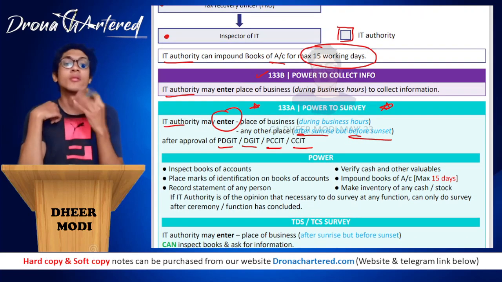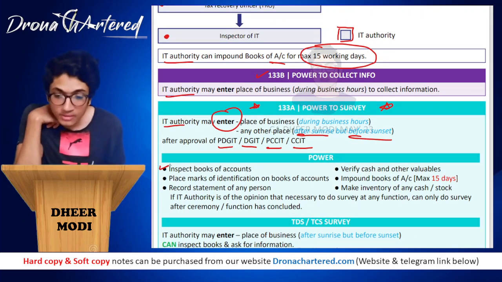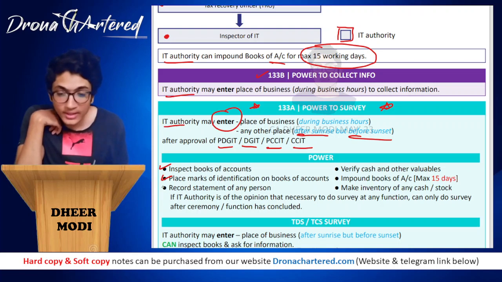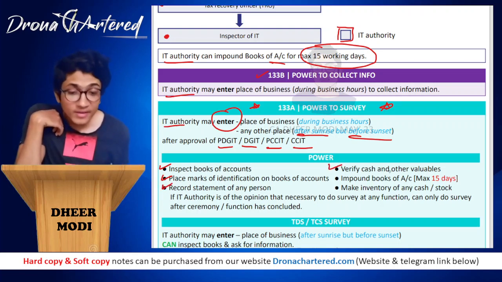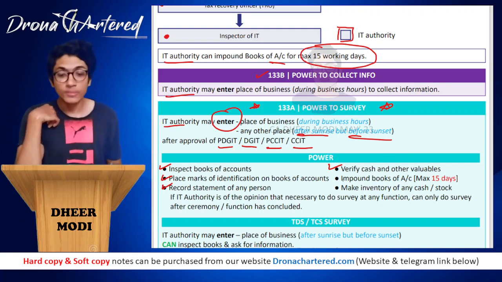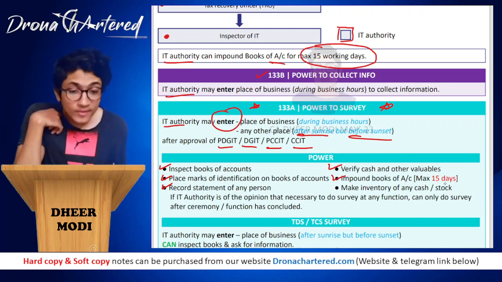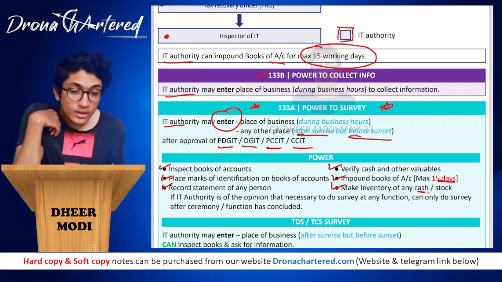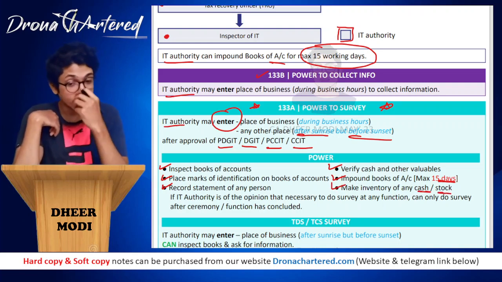Now what is the power, what all powers do they have? That is inspect books of accounts, place marks of identification on books of accounts, any marking that they want to do they can, record statement of any person. Next, verify cash and other valuables, impound books of accounts, maximum 15 days we have studied, make inventory of any cash or stock, that means they can count it.